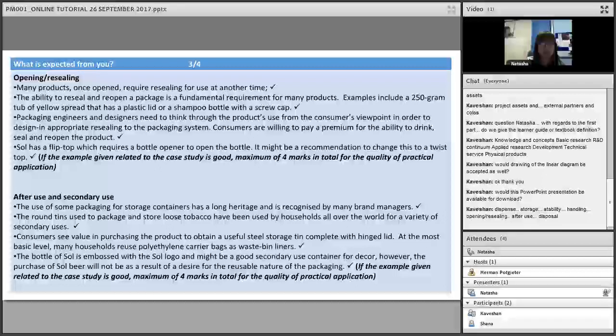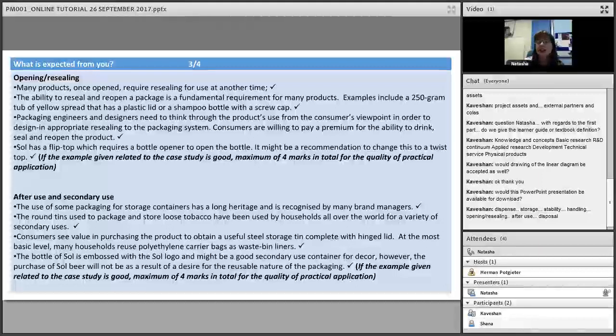It is extremely critical for you to be able to master that. Opening and resealing of a product, you can mention your own examples to further facilitate the understanding thereof, but you obviously know what the resealing and opening of a product is. You will see in the case study that is given that the Sol beer requires that you use a bottle opener, where a large number of South African beers are actually a twist top, so you can open it without the use of a bottle opener.